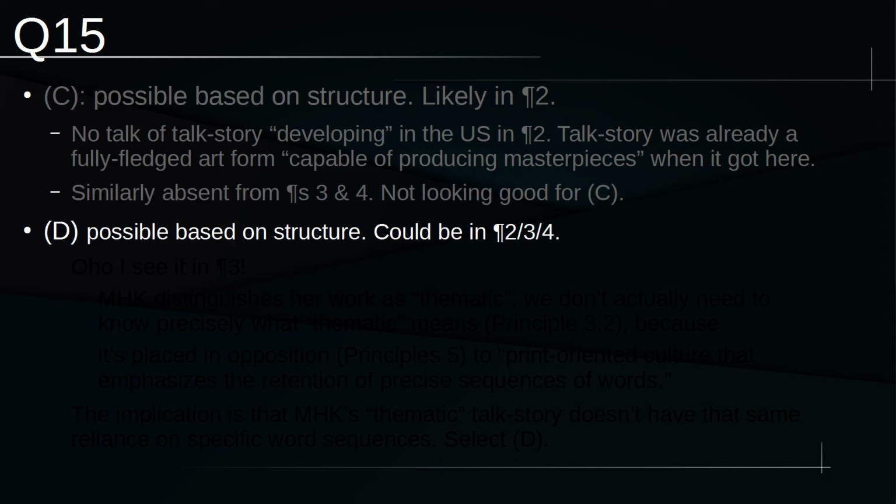So previously, my assessment of D was that it was also possible, based on the structure of the passage. I could see where the passage had room for this idea. Initially, I thought it would be in paragraphs 2, 3, or 4. Having just reread paragraph 2 for answer choice C, I don't really see any information about D in there. So I'm just going to restrict myself to looking at paragraphs 3 and 4 to see if I find a justification for the idea that talk story relies on memory processes that don't emphasize the retention of precise sequences of words. Seems highly specific. And as I'm perusing paragraph 3, I do see it right there.